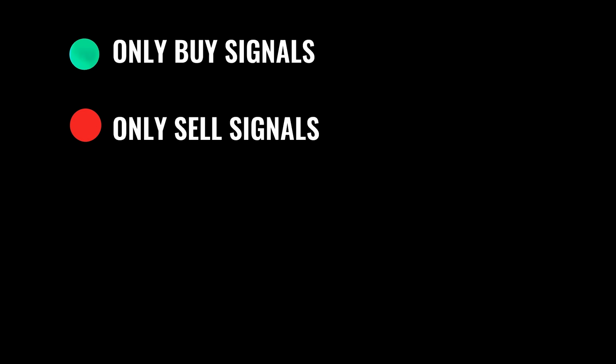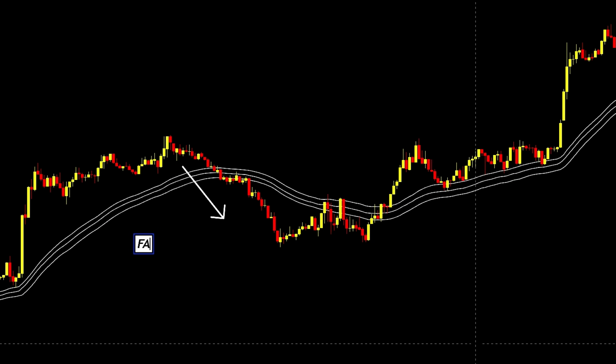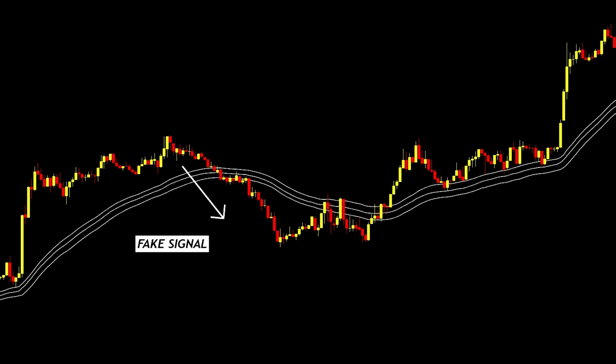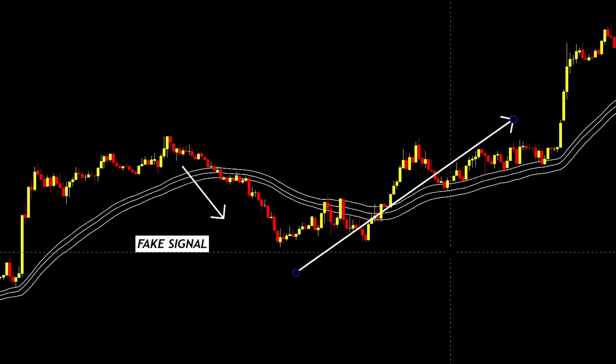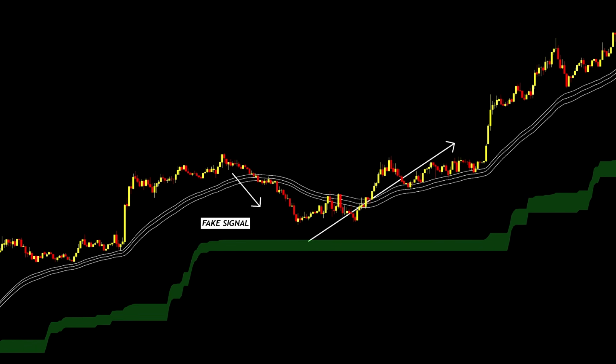Let's see this trend filter in action. Take a look at this Bitcoin chart. Here, the price candles cross the EMA ribbon downward. To the average trader, that looks like a sell signal. But let's check our filter. The swing arm band is clearly green, meaning an uptrend. Therefore, we block this losing sell signal. We do not enter a trade. We just avoid getting stopped out.